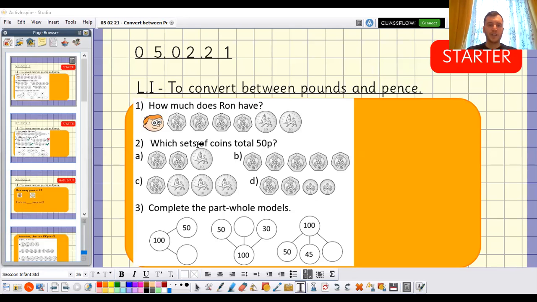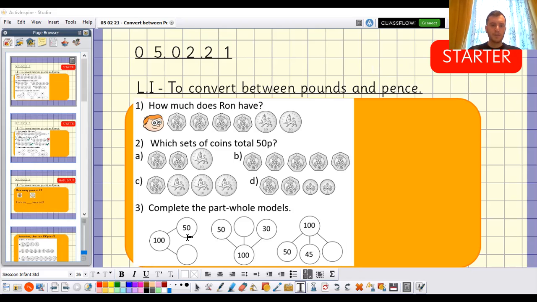Next question, which sets of coins total 50p, which means they add up to 50p? Set A has 2 20p's and a 10p. Set B has 1, 2, 3, 4, 5 20p's. Set C has a 20p and 3 10p's. And set D has 2 20p's and 2 5p's.